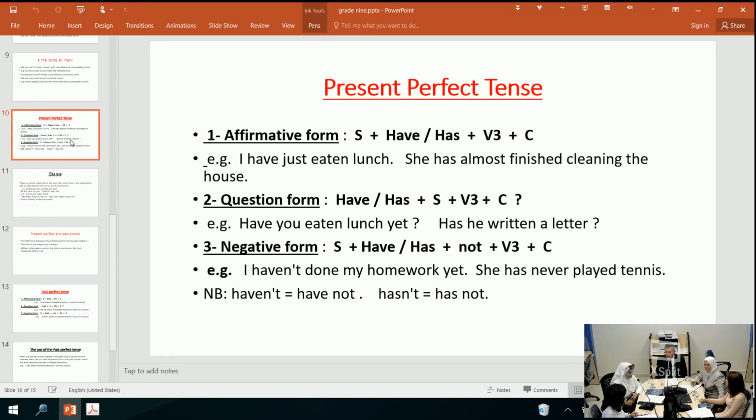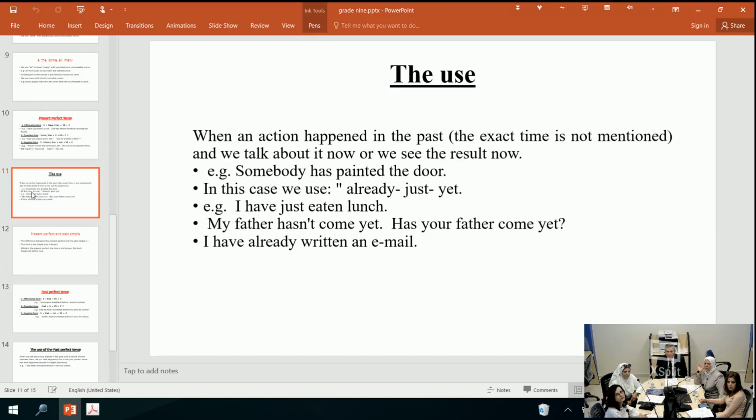It is used in the negative and in the question. And "never" is used here with the negative to make the sentence negative, so we can make a negative using "never" instead of "not." Here we have "haven't," the contraction of "have not," and "hasn't" for "has not."